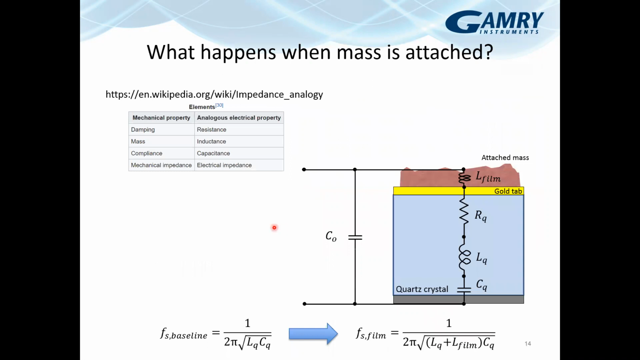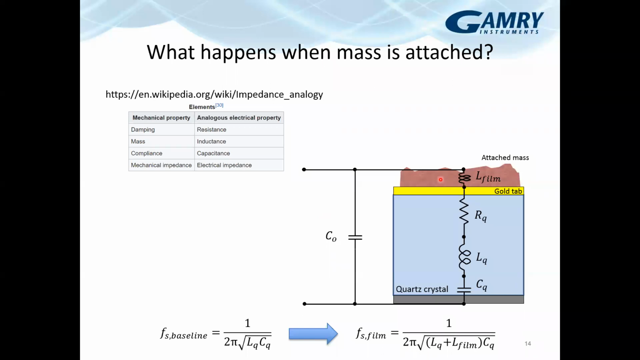Now, what happens when mass is attached? And let's say you don't really care too much about the BVD model. What you really care about is how the crystal is going to respond when mass attaches to one side of the electrode. So in this case, it attaches here. Here's this attached mass. It's supposed to represent biofilm.